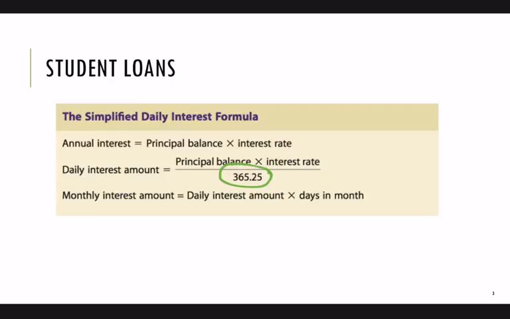Then the monthly interest amount is just based on the daily interest amount, and this kind of makes sense. You have a daily interest amount times the number of days in a month. So if it's like $1 per day and there are 30 days in a month, then you multiply by 30. So you can see that depending on how many days are in the month, the amount that's paid on a student loan could vary month to month.